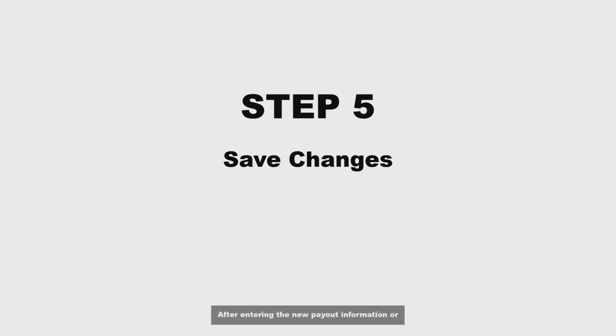Step 5. Save changes. After entering the new payout information or making edits, ensure you save your changes. Look for a Save button at the bottom of the page and click it to confirm your updated payout method. Once you have completed these steps, your payout method will be updated. Make sure to double-check your information for accuracy to avoid any issues with future payments.